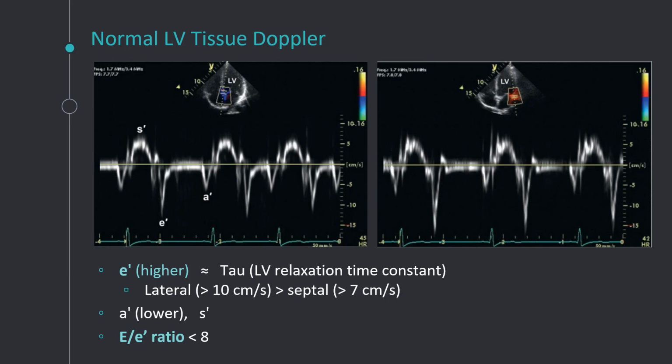In normal people, I said E is high, E prime is also high, so the ratio itself is going to be less than 8, is what it normally is. It's not going to be super high.